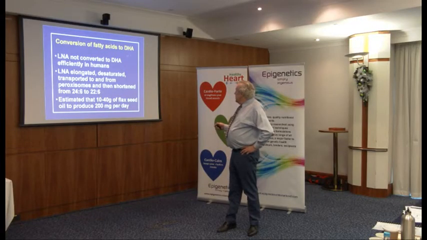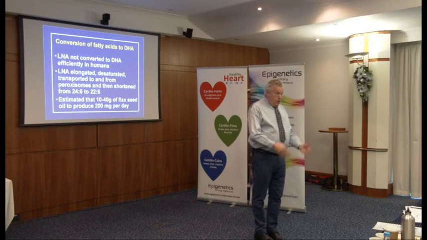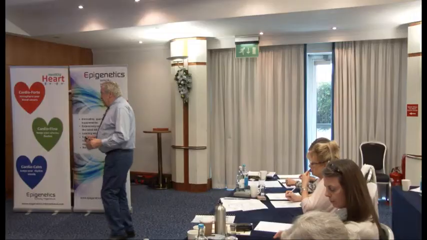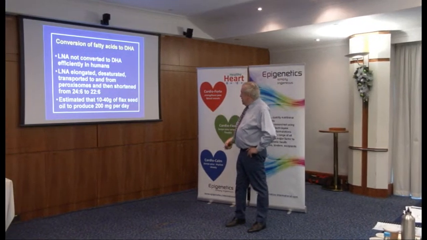So the conversion of various fatty acids to DHA may not be effective, as we said, particularly as the delta-6 desaturase dries up at about age 7. The linolenic acid is desaturated and elongated. It's estimated that you need 10 to 40 grams of flaxseed oil to produce 200 milligrams of DHA if you haven't got a good working delta-6 desaturase. So that's a lot. Some people just really can't convert enough. So a poor expression of the delta-6 desaturase enzymes really does mean that people can't make EPA and DHA very effectively and have to take it in the form of fish oil.